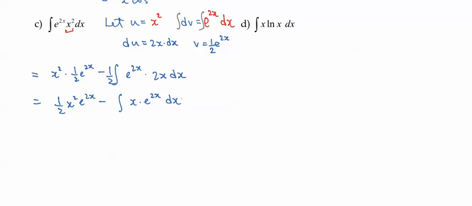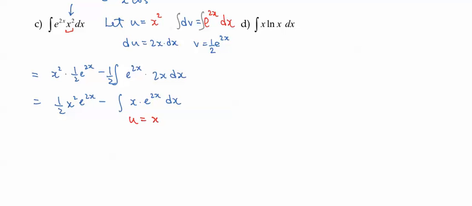Compared to what we were starting with, we have turned the x squared into x, making it a little bit easier to deal with. Can we integrate this now? Or do we need to proceed with another by parts? We still cannot integrate this by substitution. But I can use another by parts to integrate this.